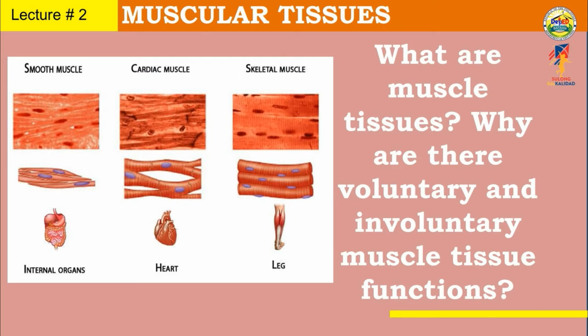For the third type of tissue, we have the muscular tissues. So for the question, what are muscle tissues? Why are there voluntary and involuntary muscle tissue functions? Muscle tissues, also called muscular or contractile tissues, consist of cells with protein filaments that help cause movement and change the shape of some body parts. The muscular tissues may be grouped into three major types: the cardiac muscle, the skeletal muscle, and the smooth muscle.